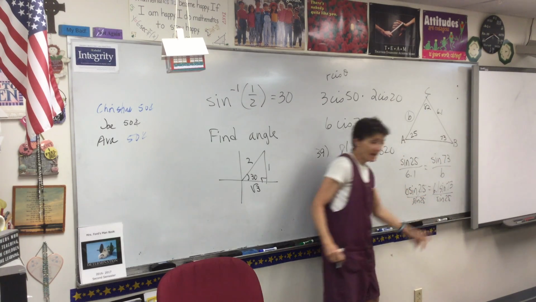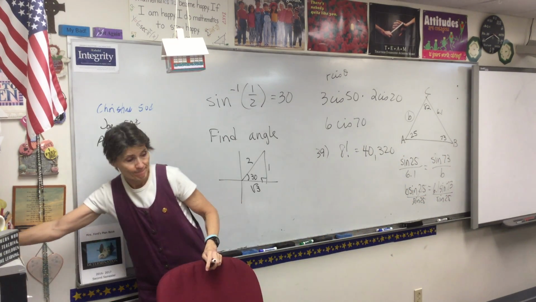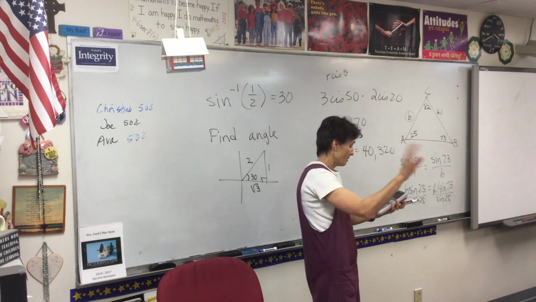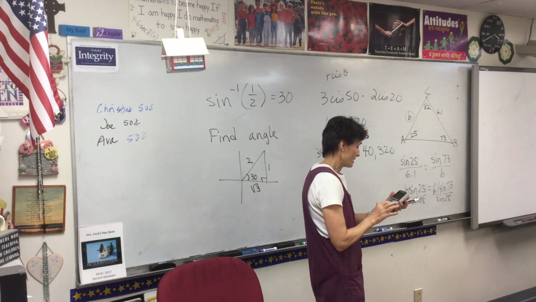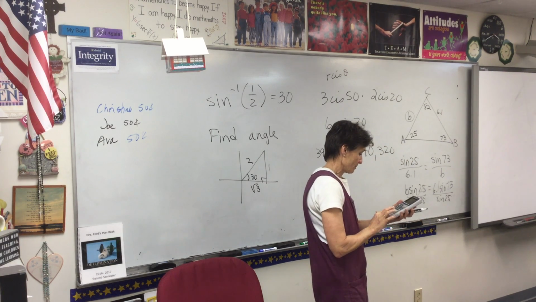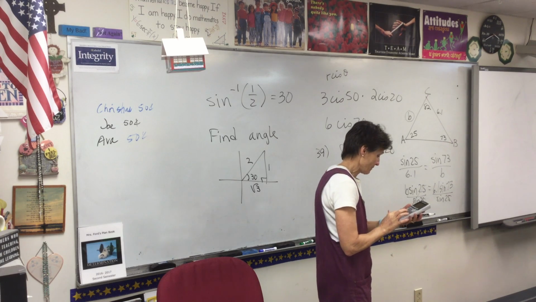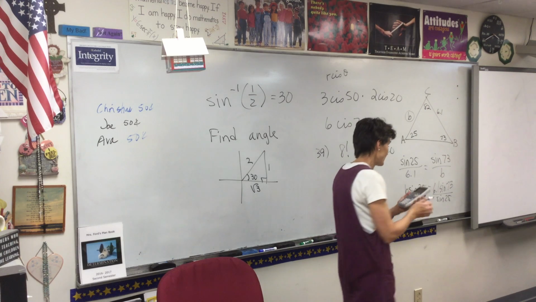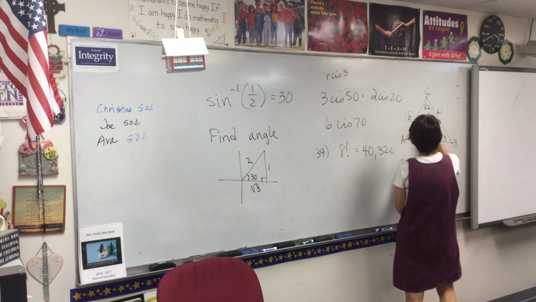So b equals that. I don't know what your calculator's going to be. Make sure your calculator's in degrees. So 6.1 sine 73. What did you say, Olivia? 13.8. Yep.